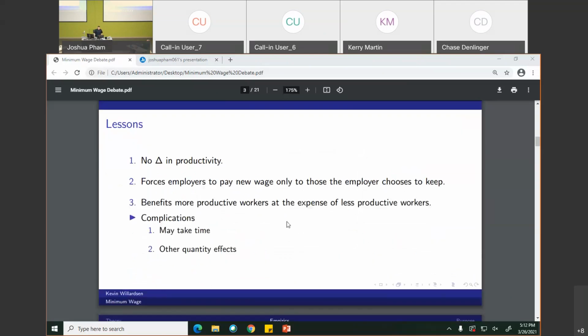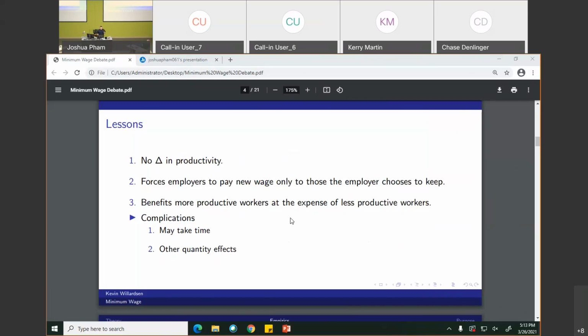So that brings us to the lessons of the minimum wage. The first one is that there's no change in productivity, okay? Implementing a minimum wage does not increase the amount they're able to produce. It just changes how much you have to pay them. The second lesson is that it doesn't force employers to pay everybody the new wage. It forces employers to pay everybody that they choose to keep the new wage, right? Ultimately, at the end of the day, the real minimum wage is 0, right?